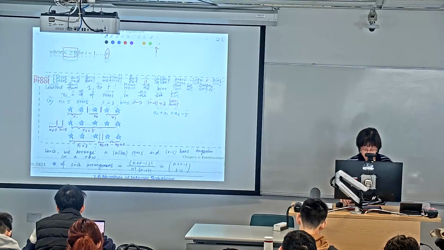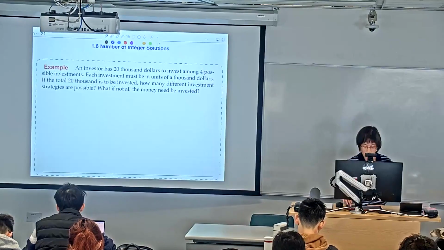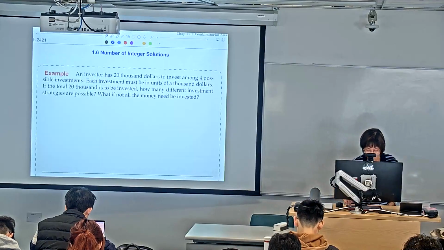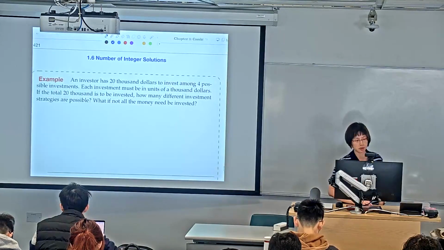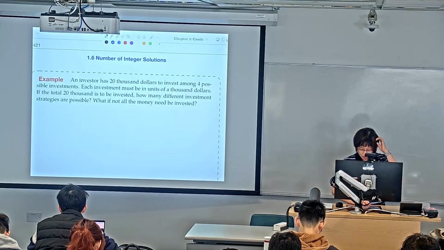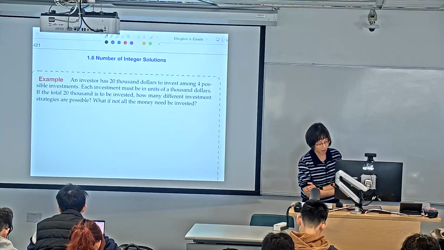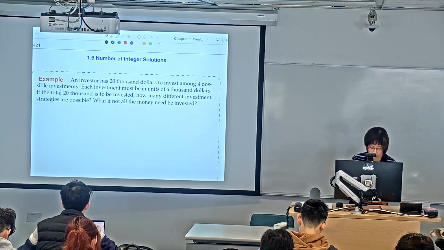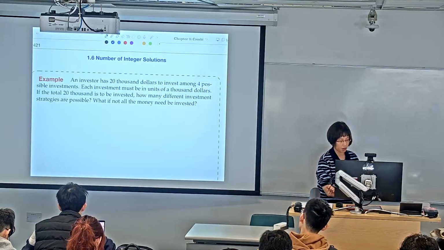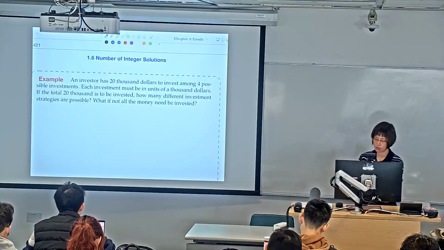Okay, so next, let's use these two kinds of results to help us solve certain counting problems. Now we can solve them in a faster way because the formula is available. So in this example, an investor has $20,000 to invest among 4 possible investments. Each investment must be in units of $1,000. If the total $20,000 is to be invested, how many different investment strategies are possible? The second question is, what if not all the money needs to be invested?